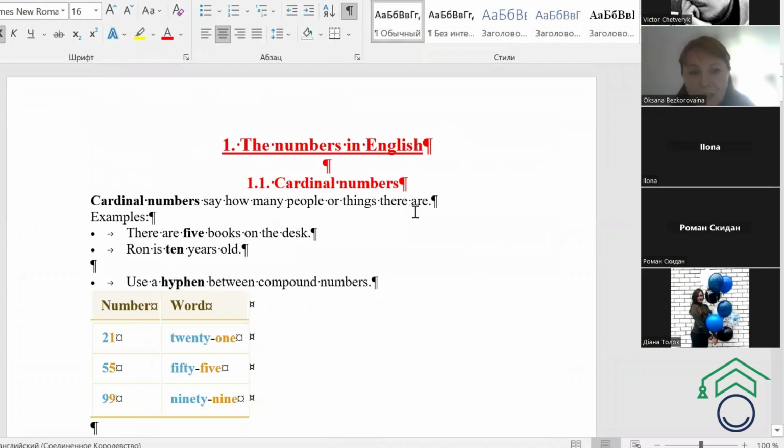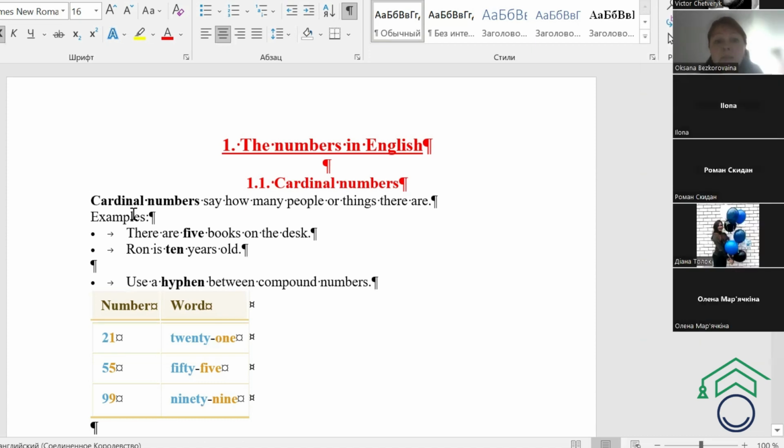The numbers in English. First of all, I should say that there are cardinal and ordinal numbers. Cardinal – це які у нас числівники? Злічування. Кількісні, правда? Кількісні. Ті, які передають кількість. Так, cardinal numbers say how many people or things there are. For example, there are 5 books on the desk and Ron is 10 years old.